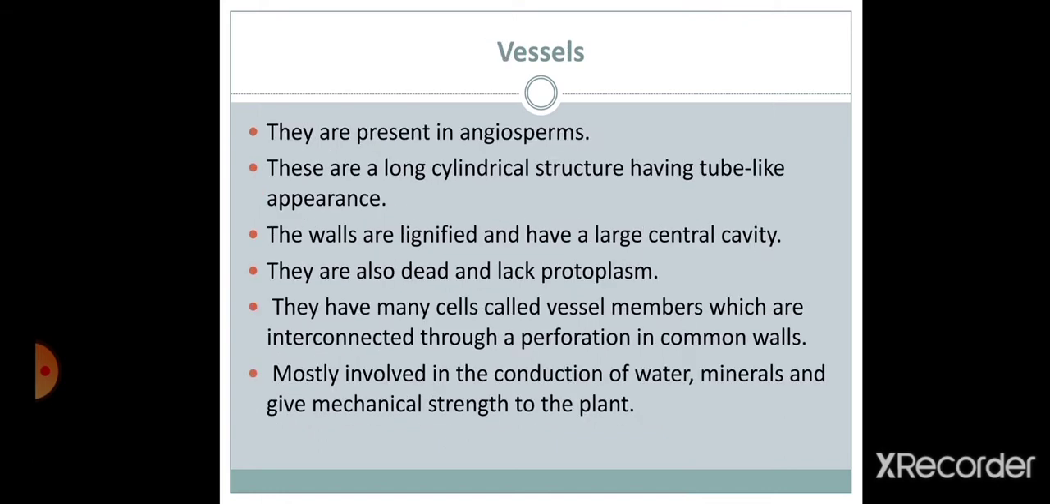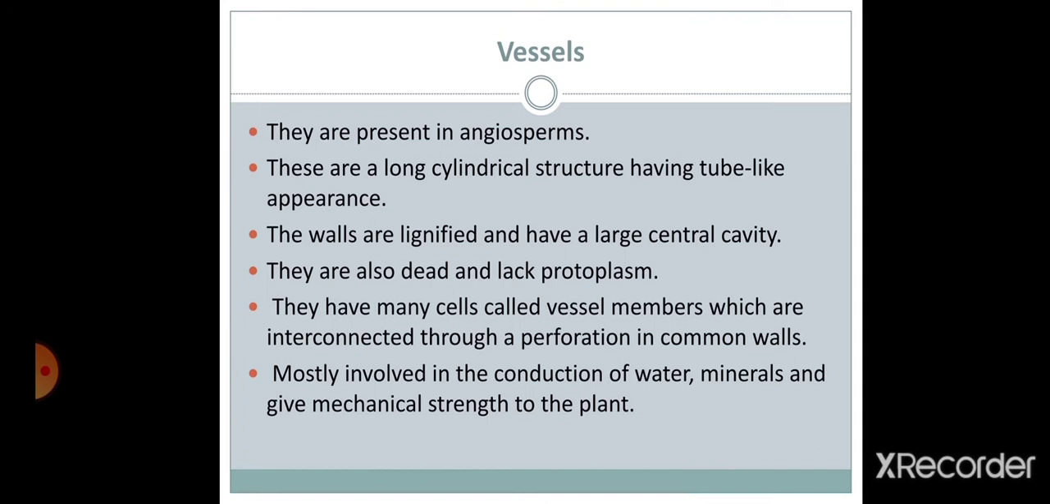The next one we will study is vessels. These vessels are present in angiosperms. They are much elongated cylindrical tube-like structures with hard, thick, lignified walls and a wide lumen. They are found in almost all angiosperms except a few primitive angiosperms. These vessels also occur in some pteridophytes, for example Selaginella. Also you will see them in Gnetum, that is a gymnosperm.